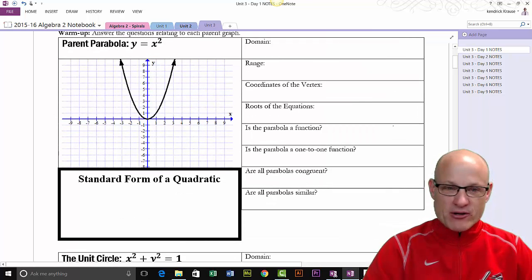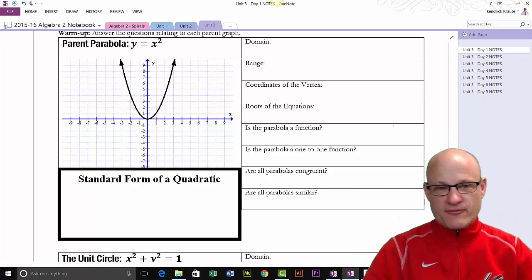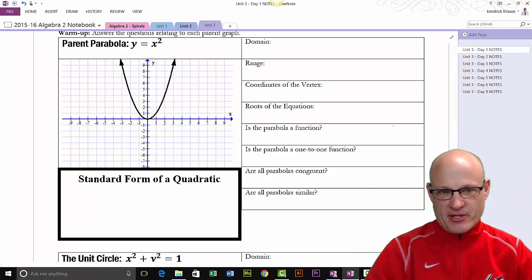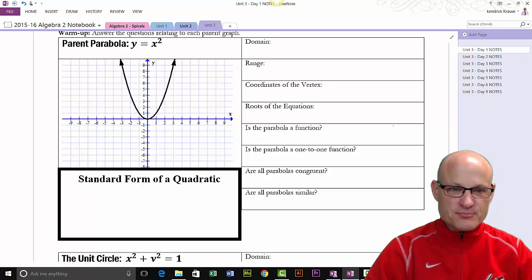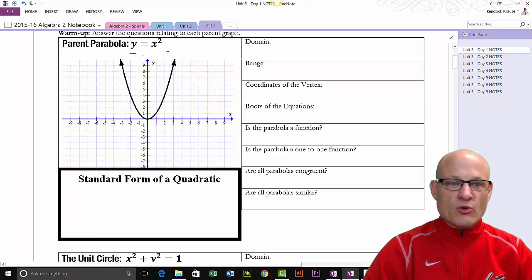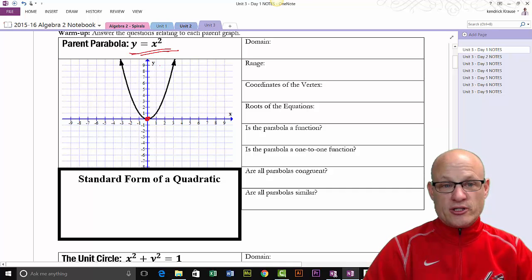We're going to learn a new parent function. No, you're not going to learn it. You already know this parent function. It's the parabola. Okay, where would the vertex be? Look at that. It's right there at the origin.